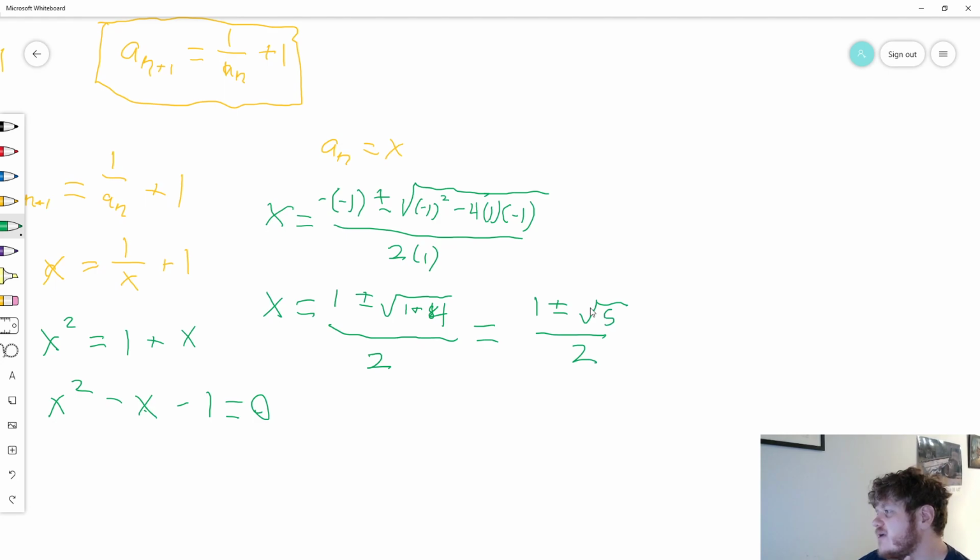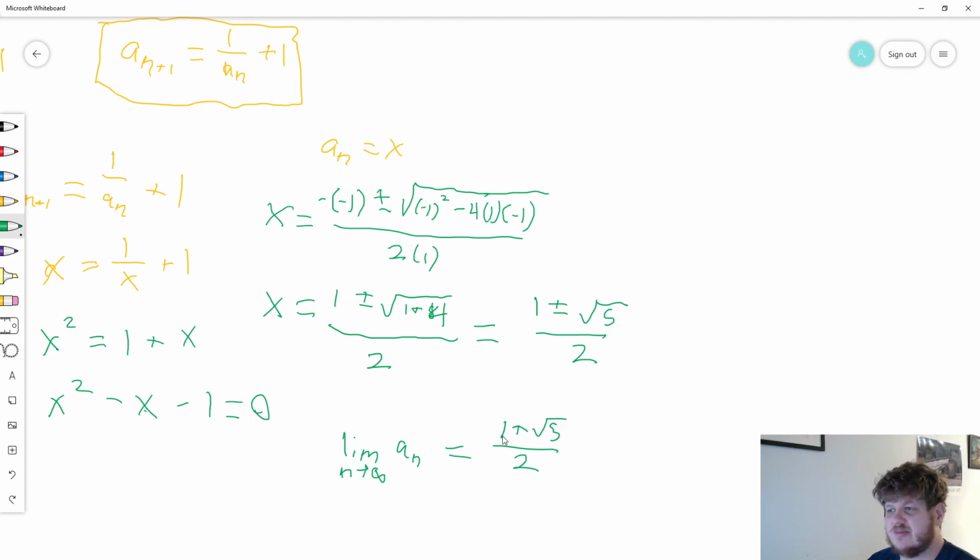So I would say we can ignore the minus because root 5 is greater than 1. If we had that, we'd have a negative number, which doesn't make sense for a Fibonacci sequence. So what we have is the limit as n approaches infinity of a sub n equals 1 plus the square root of 5 over 2.